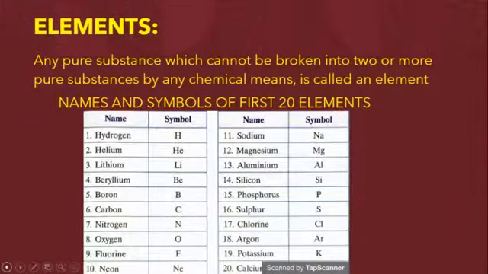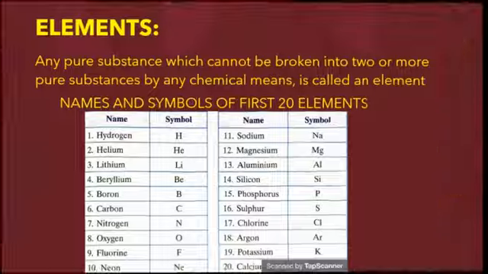Hydrogen is H, helium is He, lithium is Li, beryllium is Be, boron is B, carbon is C, nitrogen is N, oxygen is O, fluorine is F, neon is Ne, sodium is Na, magnesium is Mg, aluminium is Al, silicon is Si, phosphorus is P, sulfur is S, chlorine is Cl, argon is Ar, potassium is K, calcium is Ca.